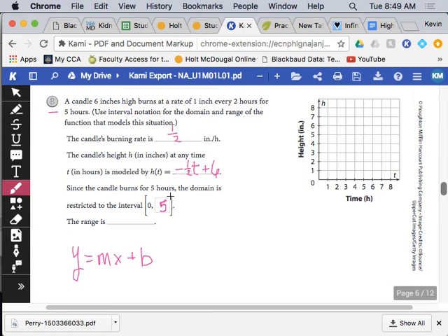Okay, now I'm going to go ahead and plot my function. Starts here at 6. Then it goes down 1/2 every hour. So it goes down 1/2, 1/2, 1/2, 1/2, until I get to 5. Does it include my value here at 5? Yeah, it does. Then I go ahead and take, whoops.